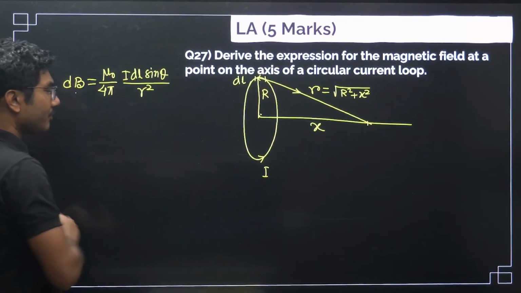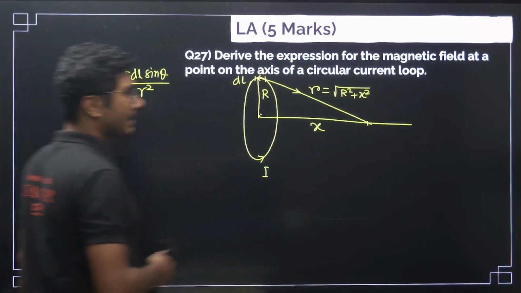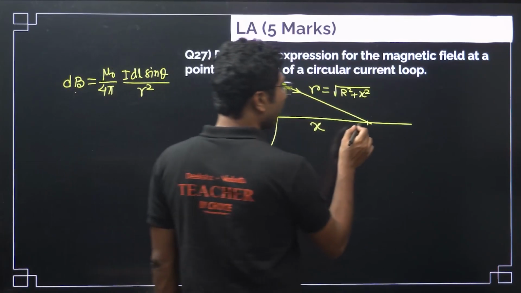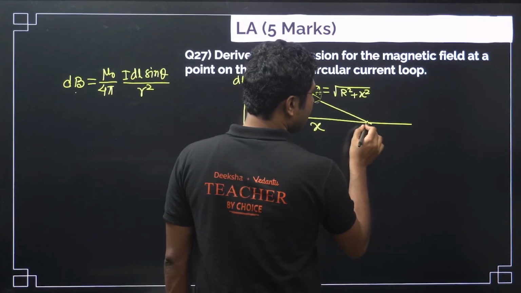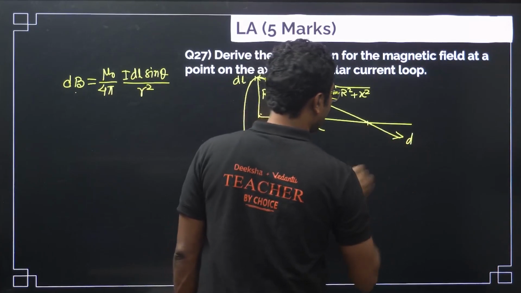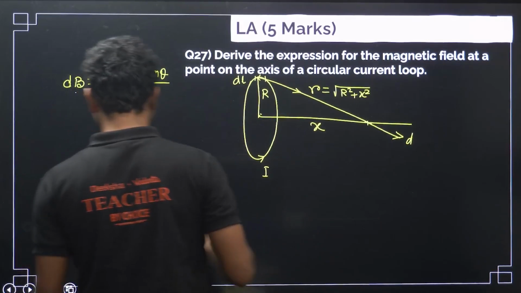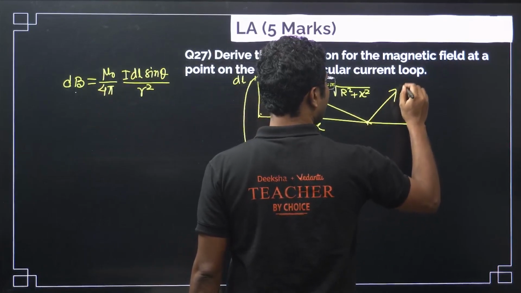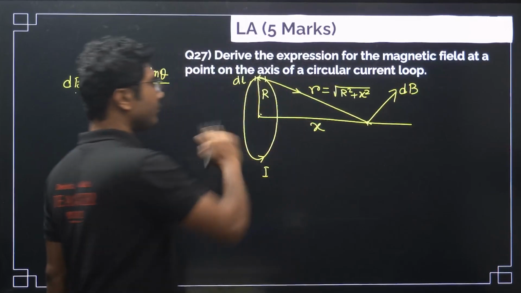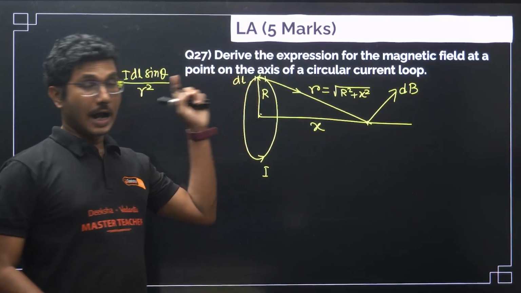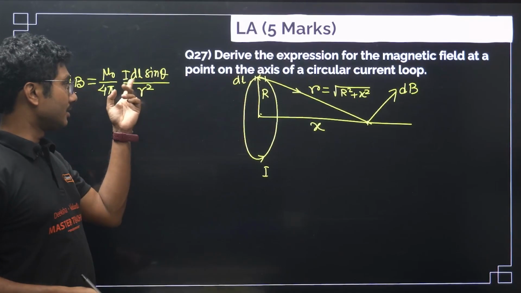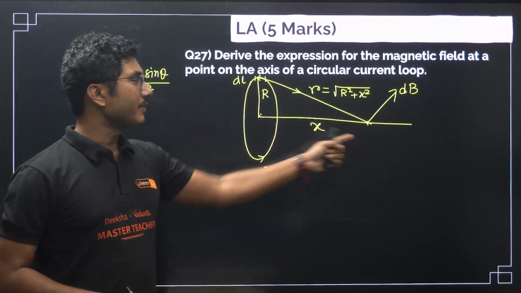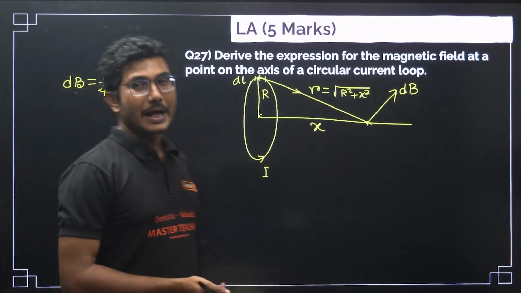Also, what is the direction of this magnetic field dB? dB will be mutually perpendicular to both I dl and the direction vector, since it is given by I dl cross r, that is why it is I dl sin theta. So, it will be mutually perpendicular to the direction vector as well as the dl vector. This will be the direction of dB.